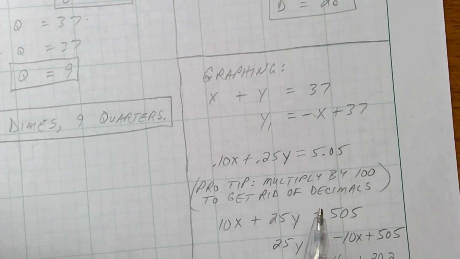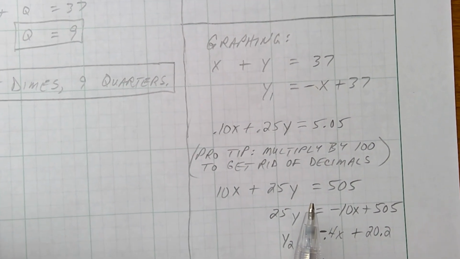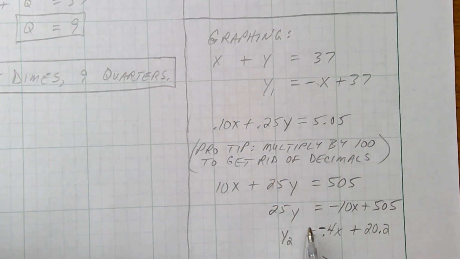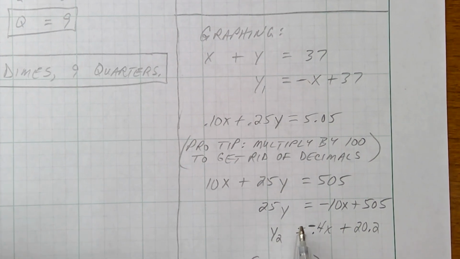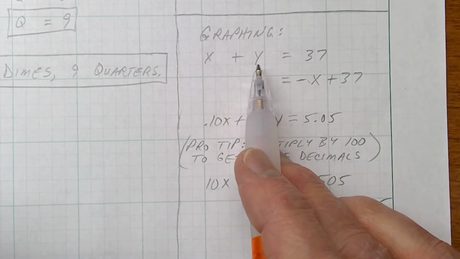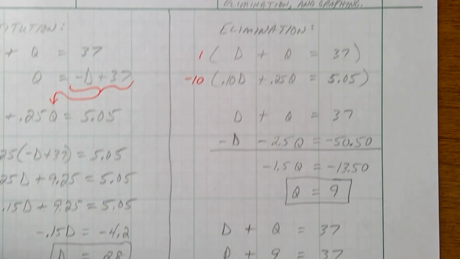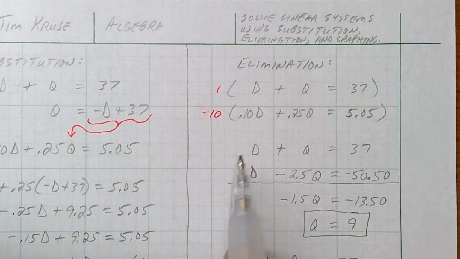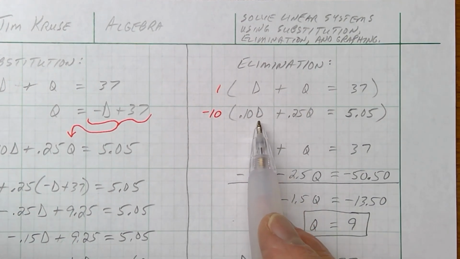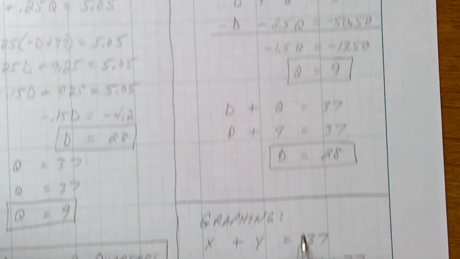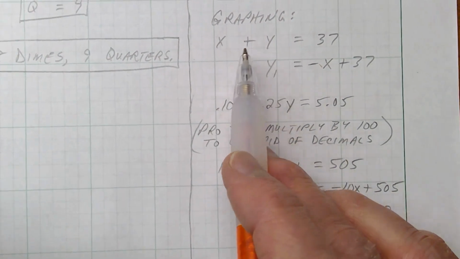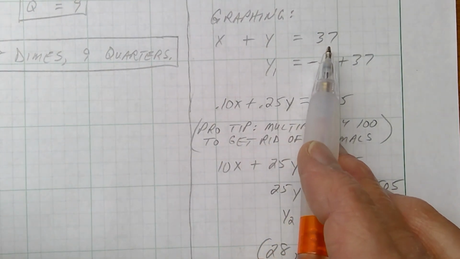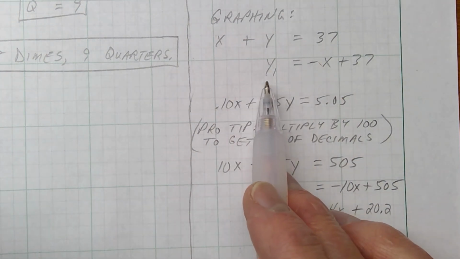And then finally, graphing. To use the graphing calculator, or I mean, you can graph it on graph paper if you want to, but I wouldn't advise it. All you got to do is just isolate the y. So I changed my, let me look at my system here. I changed my d's to x's, and I changed my q's to y's. All right, and then I grabbed the first equation, minus x, and I got y alone.